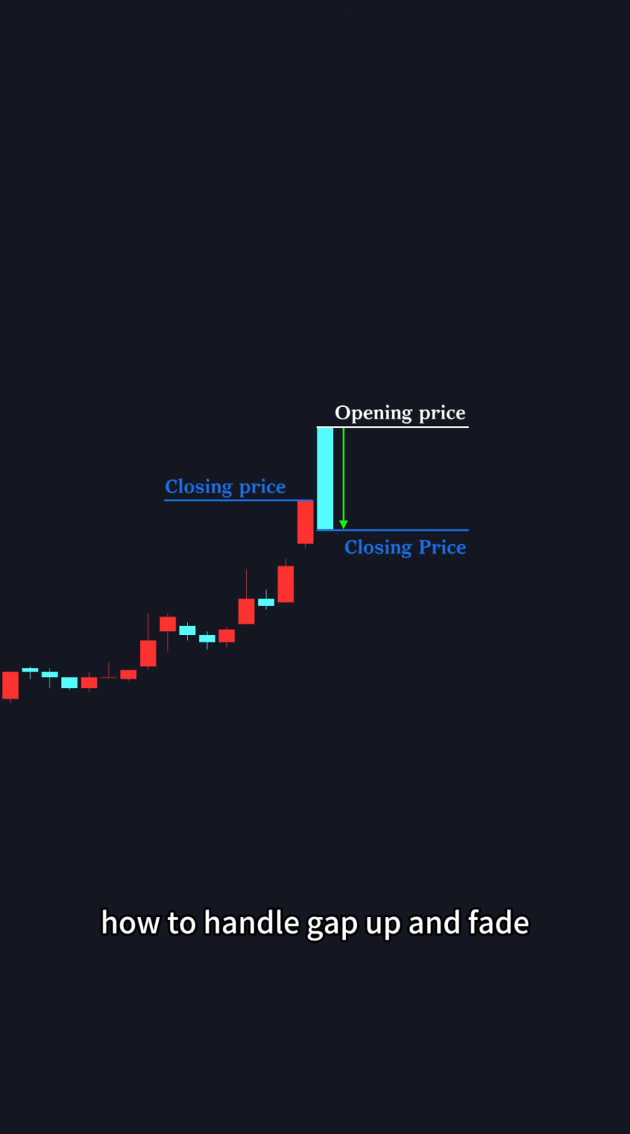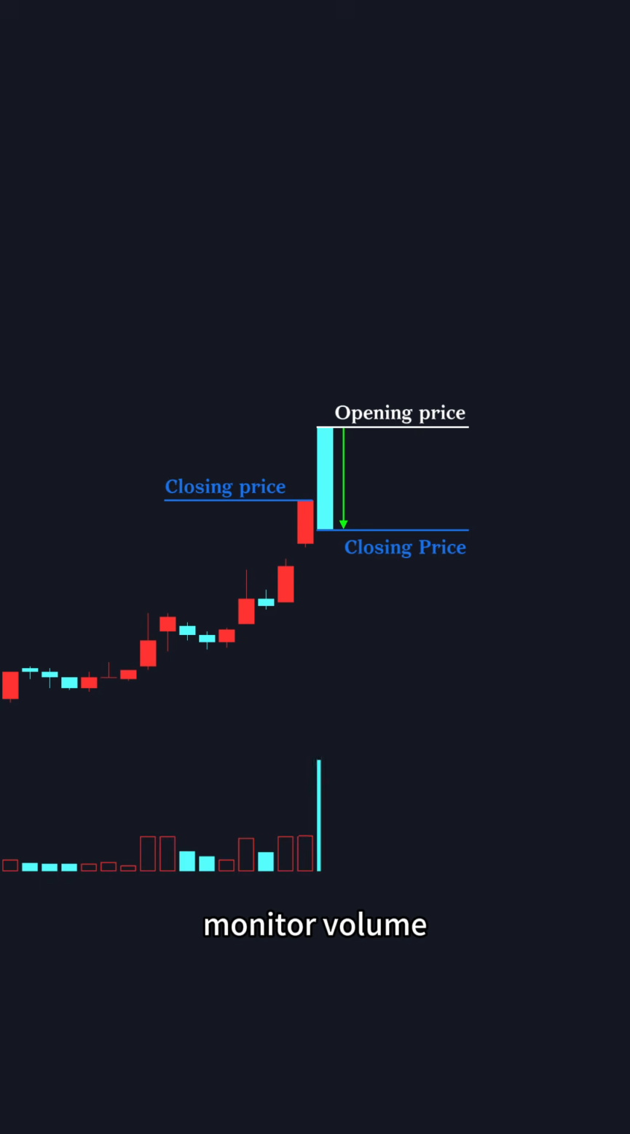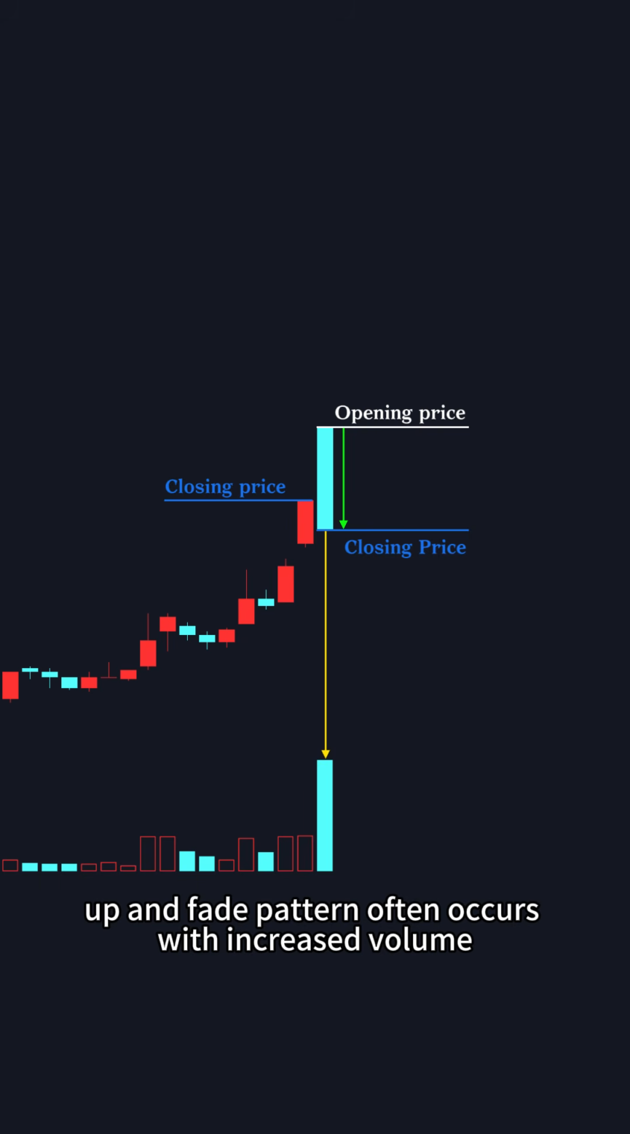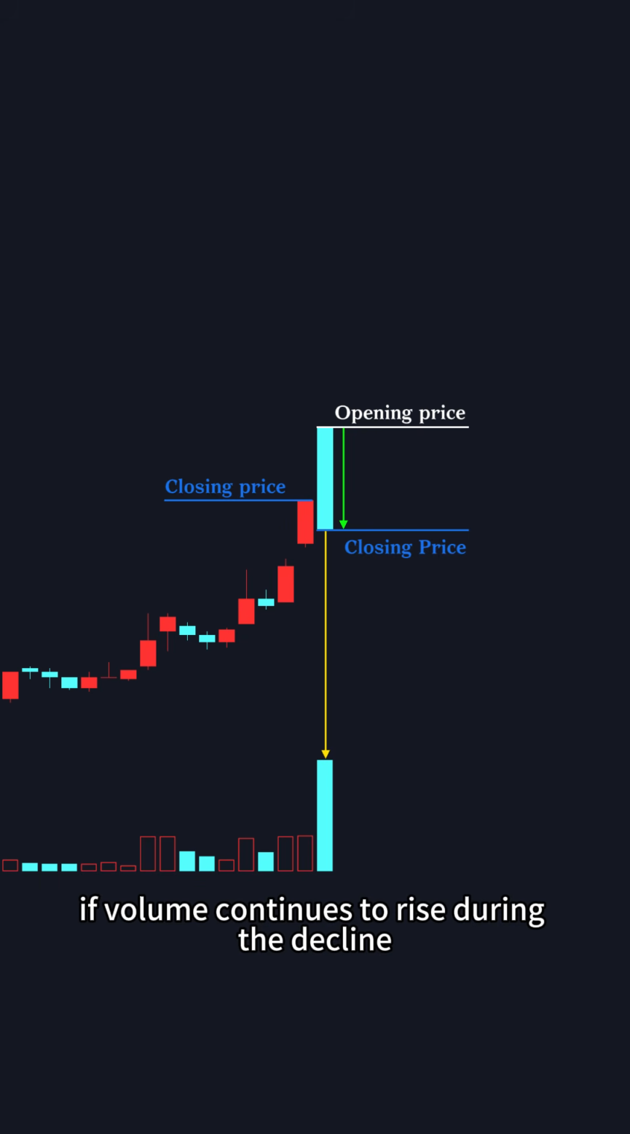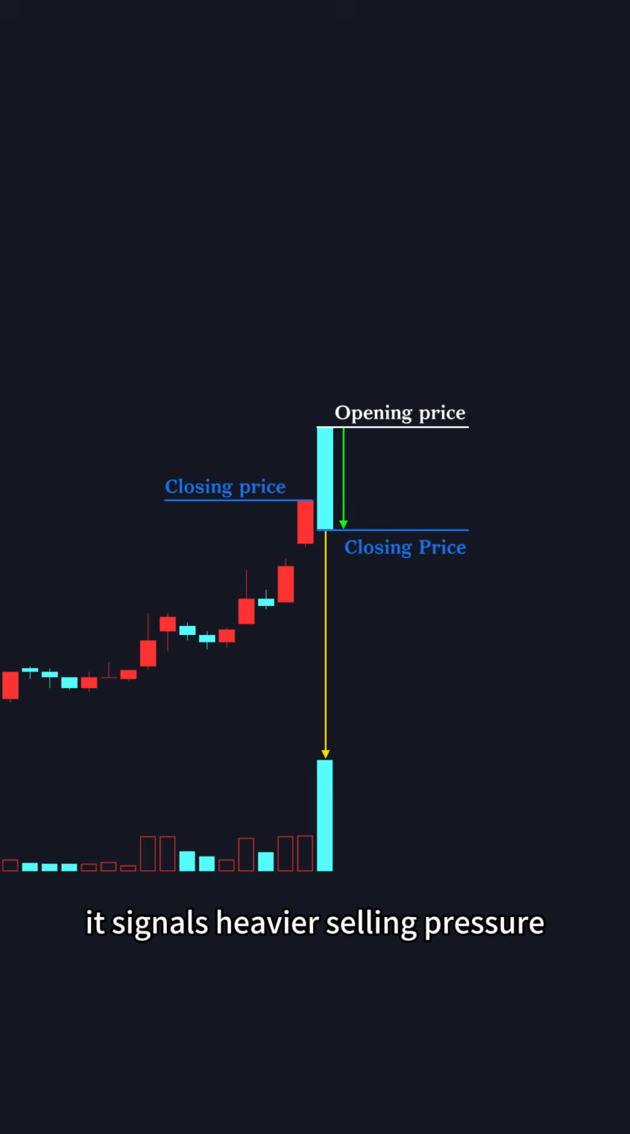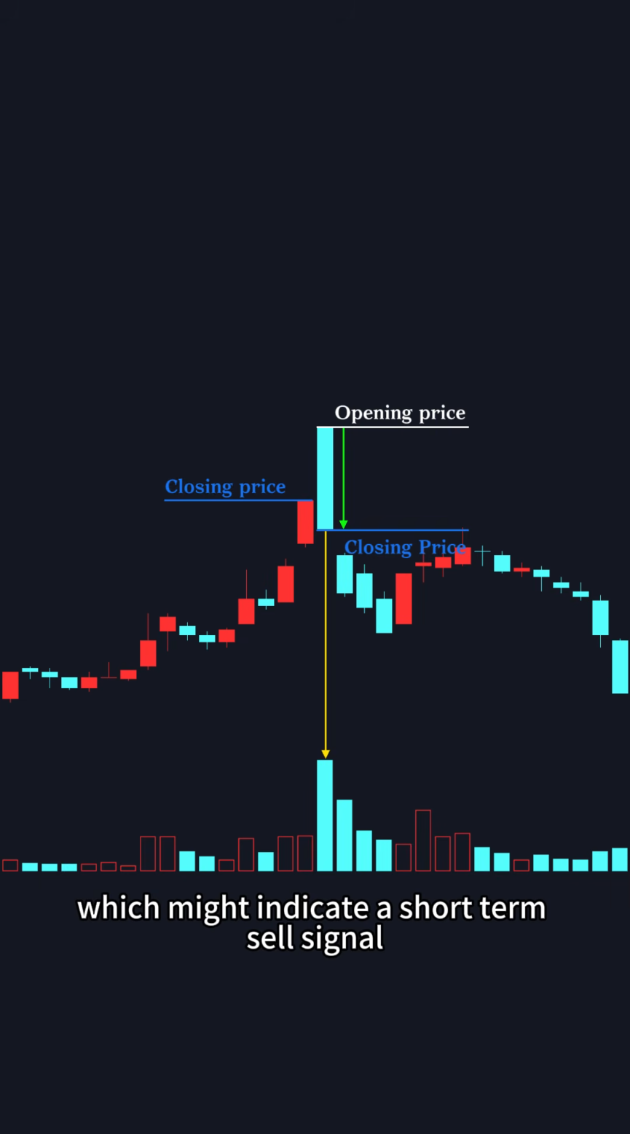How to handle gap up and fade. Monitor volume. The gap up and fade pattern often occurs with increased volume, especially during the price retracement. If volume continues to rise during the decline, it signals heavier selling pressure, which might indicate a short-term sell signal.